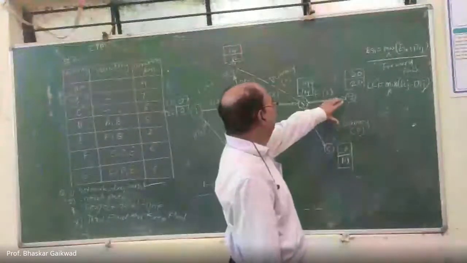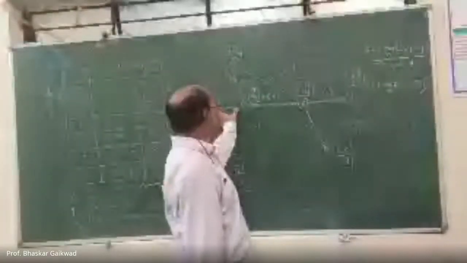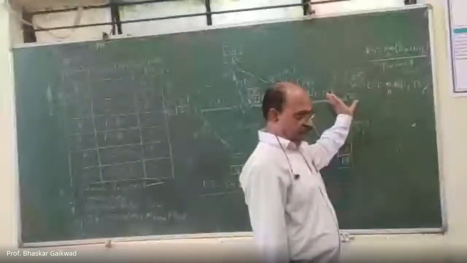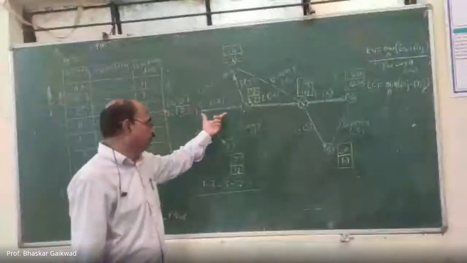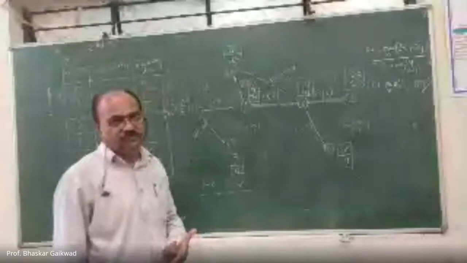And over this, zero float will be there. Means there should not be any effect on the project time due to delay of this. That's why the name given is critical. So total float will always be zero here. You can calculate the total float.